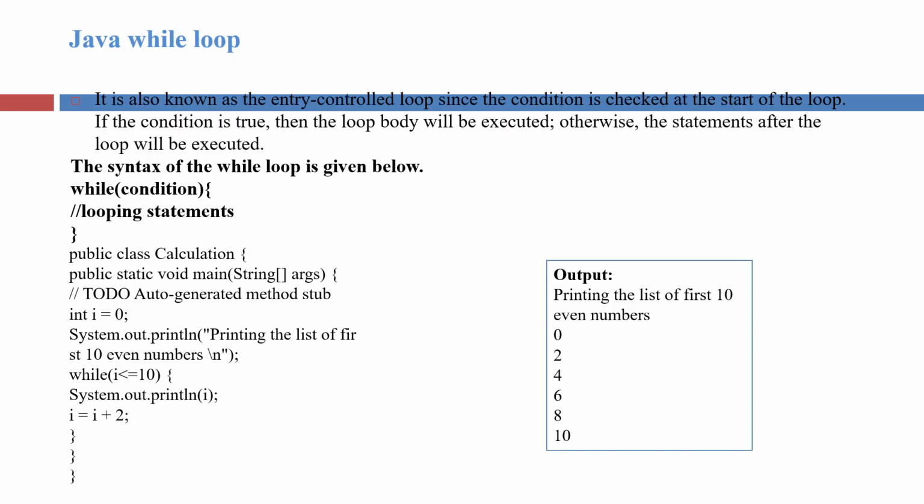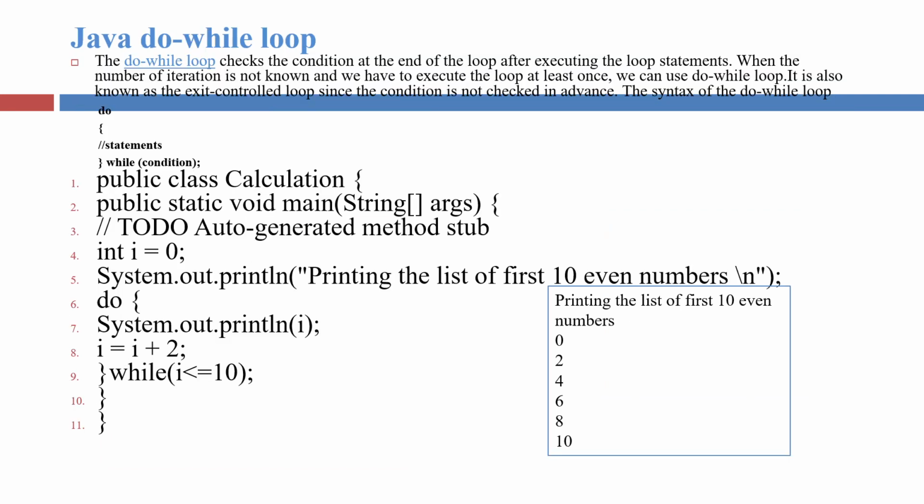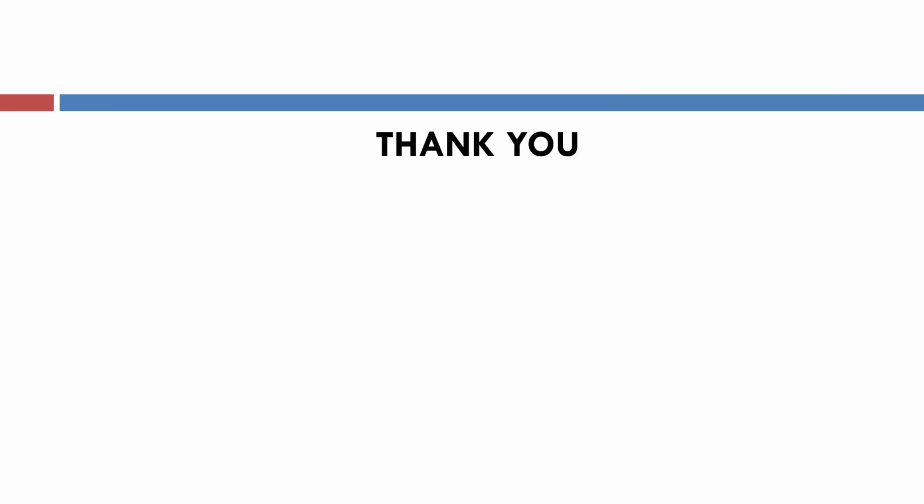Similarly, the while loop. The syntax for the while loop is while, condition, and then the looping statements. Here we first need to give the condition. If the condition is satisfied, the following statement will be executed. Then the next one is the do while loop. The do while loop is almost similar to the while loop. In the while loop, first the condition is checked, and after that the statement is executed. Whereas in the do while loop, first the statement is executed and then the condition is checked. That is the difference between the while loop and the do while loop.